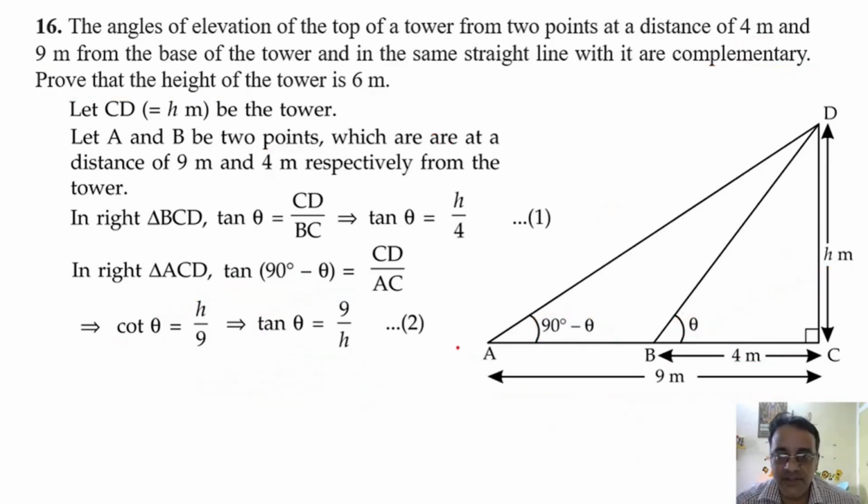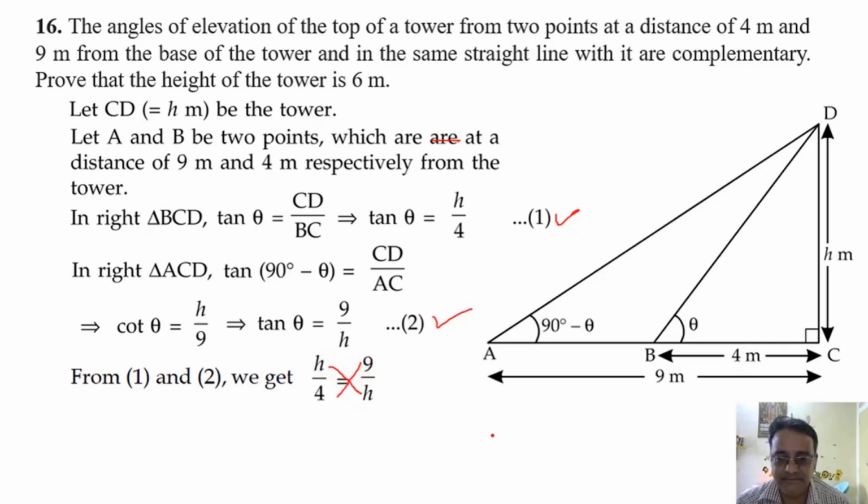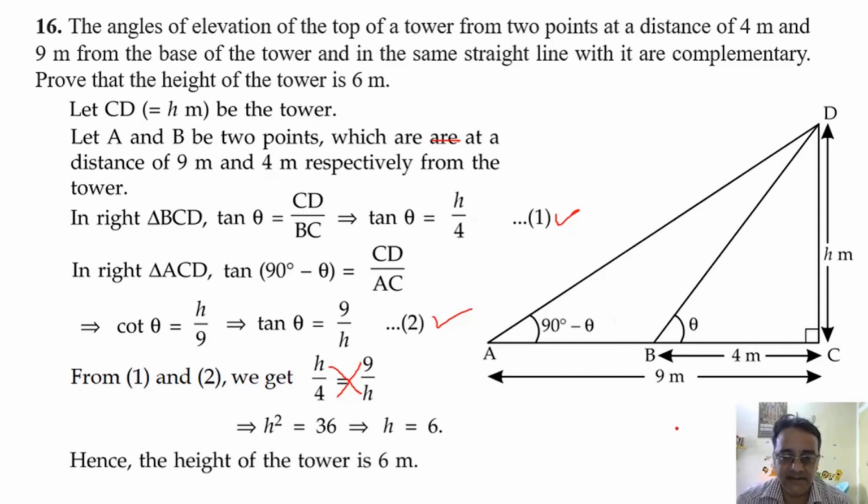Okay, so from equation 1 and 2, both are equals to tan theta. So h upon 4 is equals to 9 by h. Cross multiplication, what you will get? h square is equals to 36. Right, h square is equals to 36. What is the value of h? 6. We are not taking minus sign क्योंकि distance यहाँ पे जो है, जो length of side है वो कभी negative नहीं रहता. So h is equals to 6. Hence the height of the tower is 6 meter.